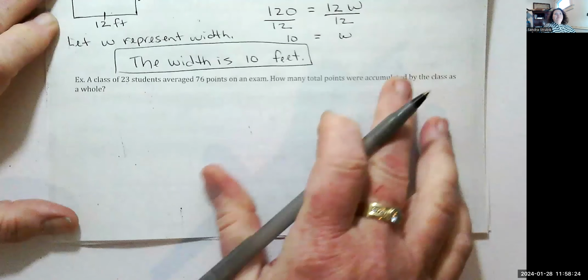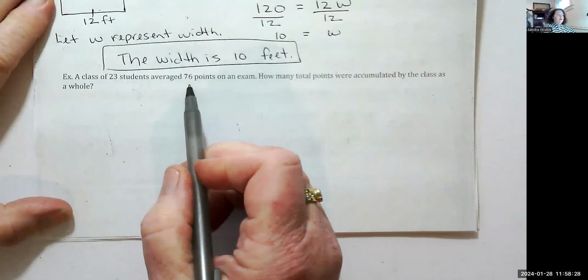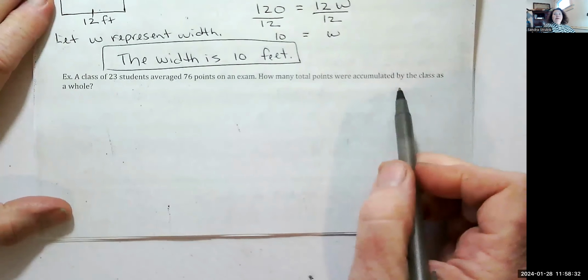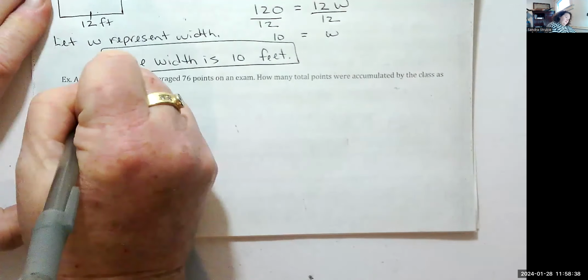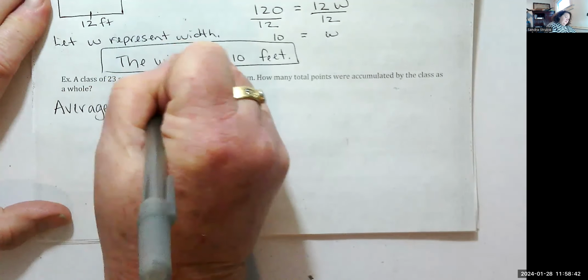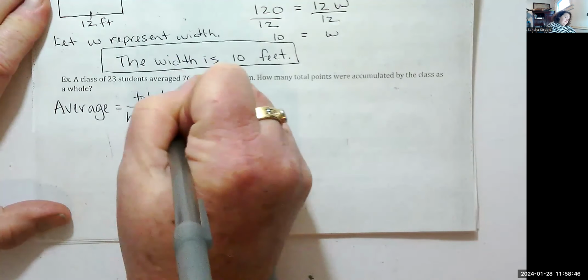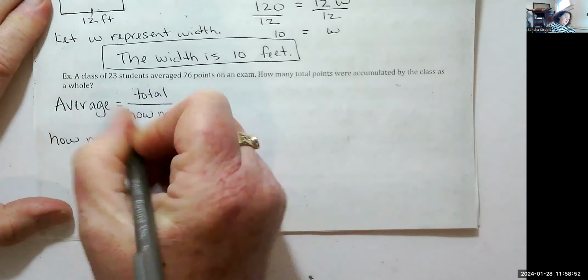Last one for this lesson. A class of 23 students averaged 76 points on an exam. All right. How many total points were accumulated by the class as a whole? So the average is equal to the total divided by how many? How many, in this case, is 23 students.